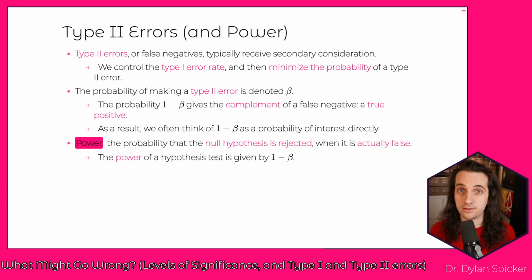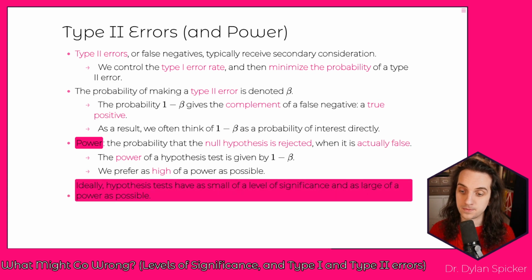The power of a test is given by 1 minus beta, right? And so instead of thinking about type 2 errors and beta directly, we're normally going to think about the power of the test instead. Okay, so we want the power to be as high as possible. And so ideally, in a perfect hypothesis test, we would have as small of an alpha as possible and as high of a power as possible.